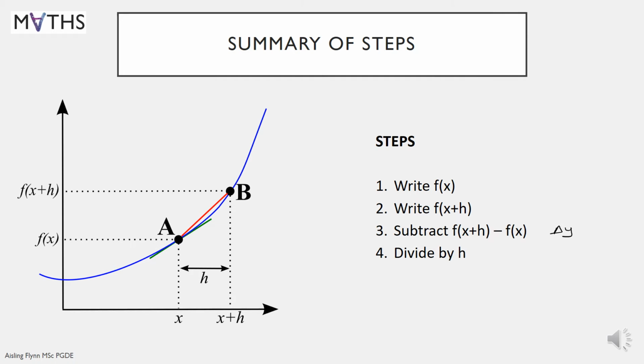The next step will be to divide by h, which of course was delta x. So this is giving you your slope. And then you have to use your knowledge of limits. You're going to find the limit as h goes to 0, and that will give you your dy dx.